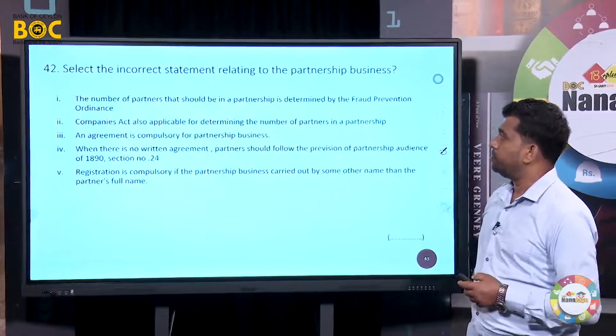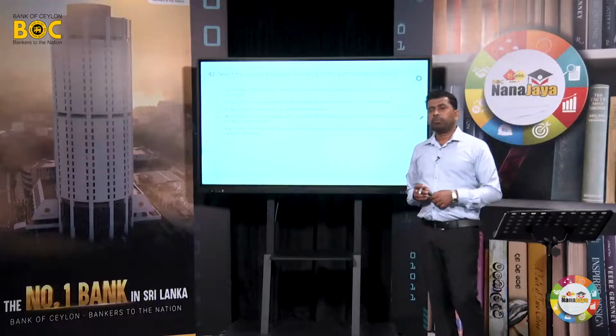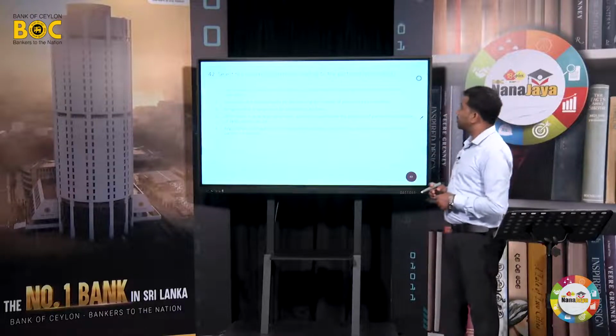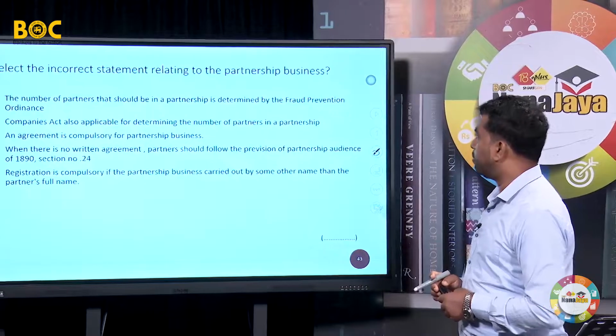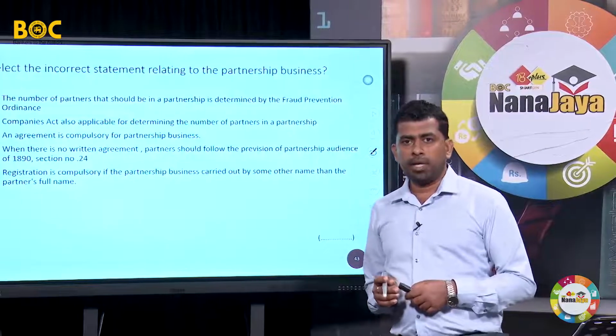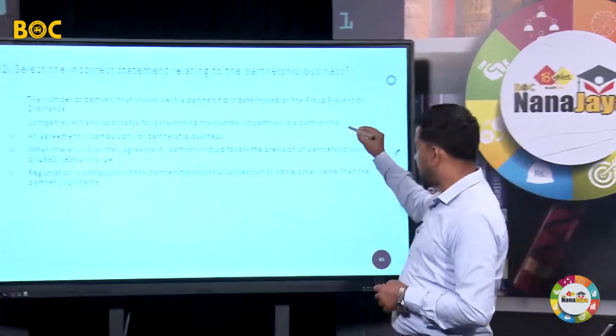Question number 42. Select the incorrect statement relating to the partnership business. The number of partners that should be in a partnership is determined by the Fraud Prevention Ordinance. It is wrong. Fraud Prevention Ordinance 1840 says there should be a written agreement if the initial capital exceeds 1000 rupees. Companies Act is also applicable for determining the number of partners in a partnership. Minimum 2 and maximum 20 partners. This is stated in the Companies Act number 7 of 2007, is correct.